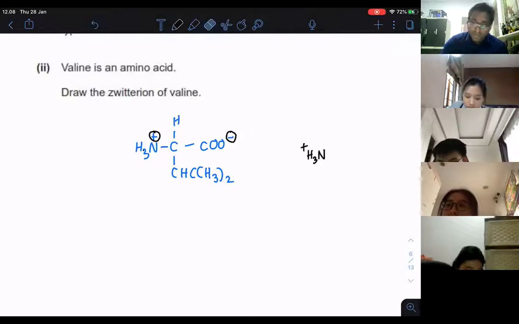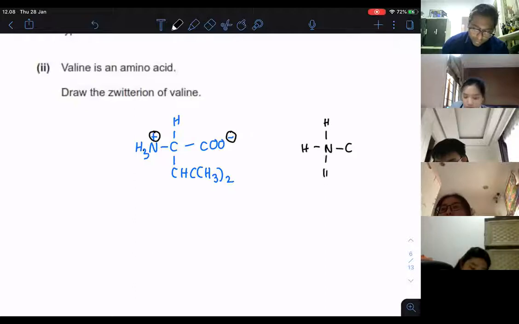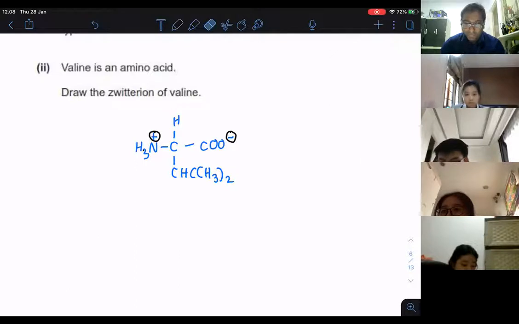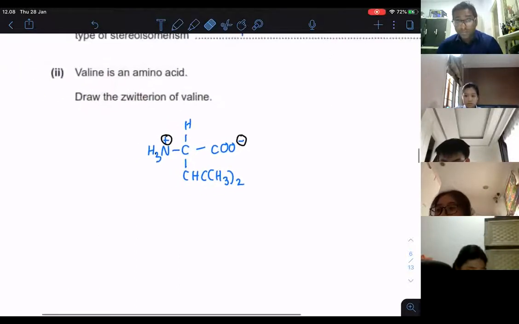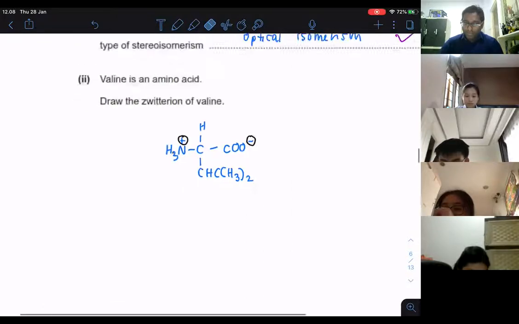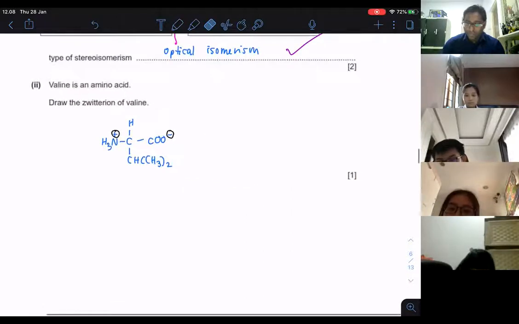It doesn't make sense, because it's supposed to be carbon bonded. Carbon bonded to nitrogen, hydrogen, hydrogen, hydrogen. This is going to be positive now, not the hydrogen. So that is why it must be towards the nitrogen. The moment you draw the correct zwitterion, that's going to give you 1 mark. They will not give you more than that. It's going to be 1 mark.